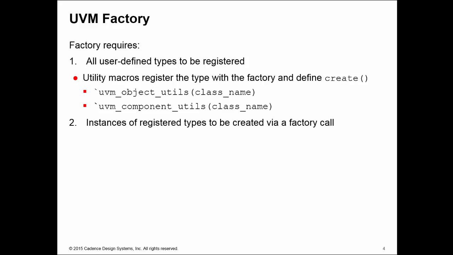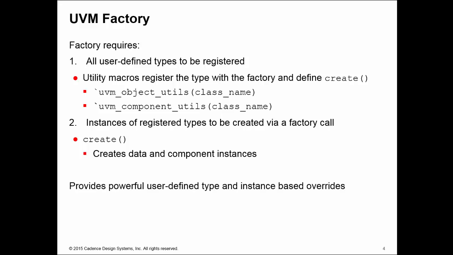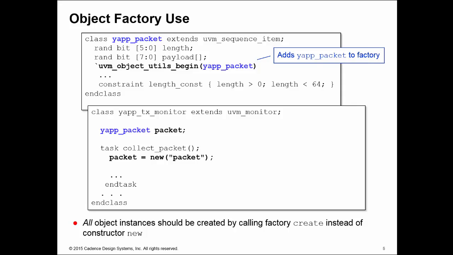The second thing we need to do is, of course, to create all of our instances via the factory call instead of calling the constructor directly ourselves. And the create call is used to create both data and component instances. Once we have these two things in place, we can use the type and the instance-specific overrides of the factory. So let's show you how you use this.